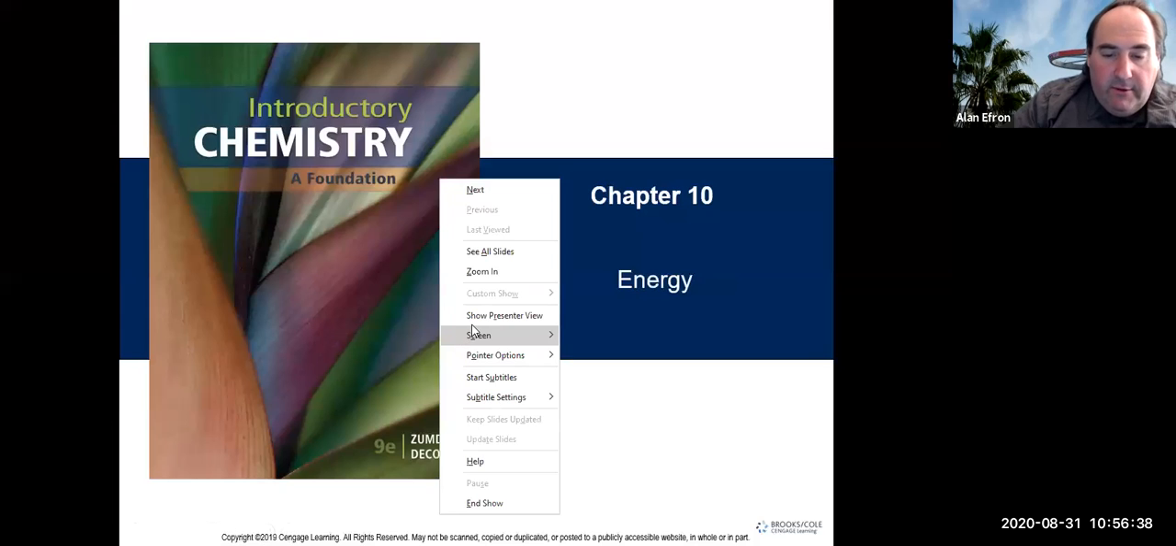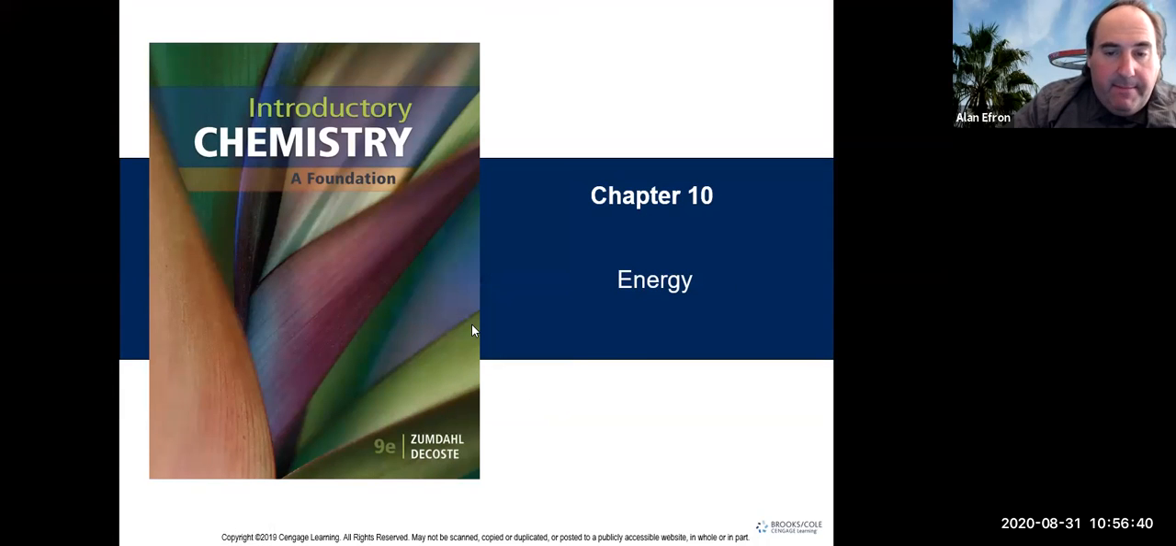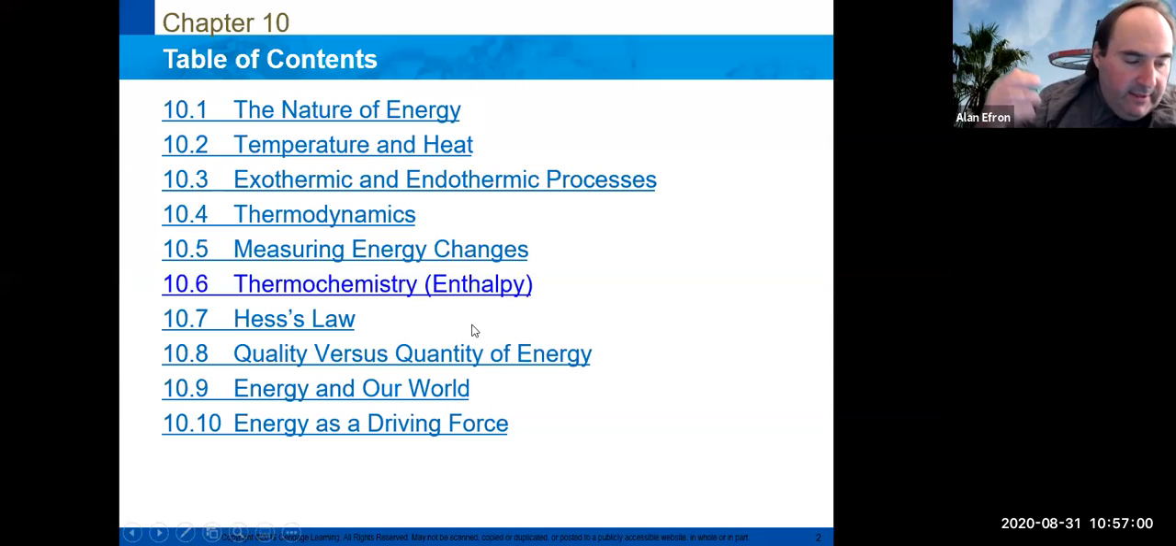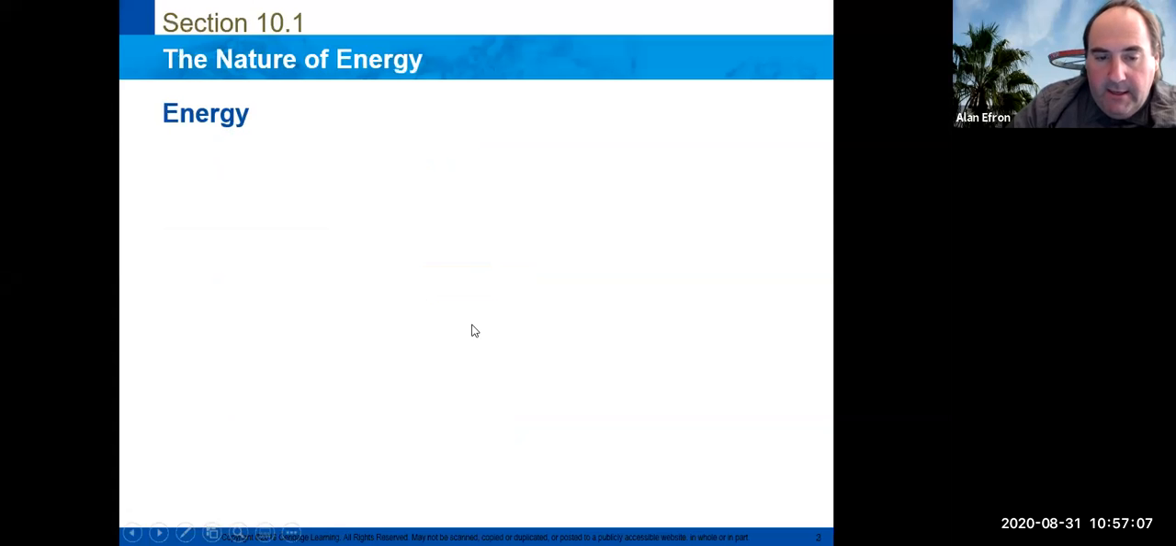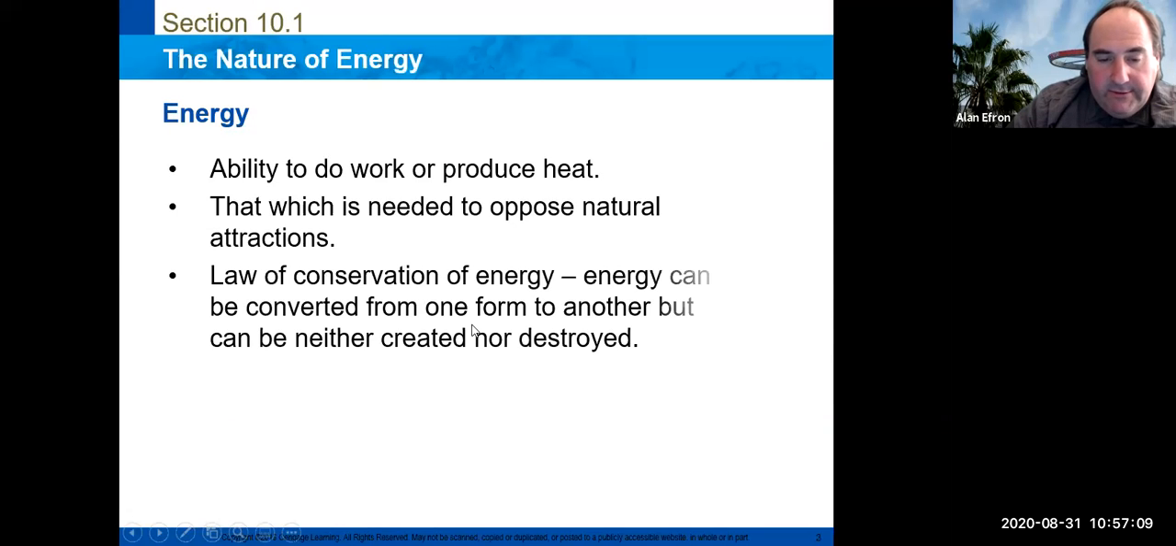Okay, so as you can see, we're jumping to chapter 10, which is about energy. So we'll talk a little bit about energy in this chapter. Like I said, we jump to chapter 10, then 11, 12, and then we drop back down to some of those lower chapters. So obviously we're going to talk about all kinds of different energy in this chapter. So let's just talk a little bit about energy and what it's about.